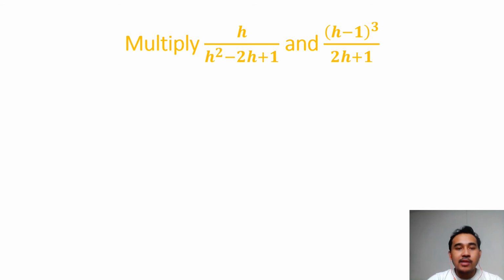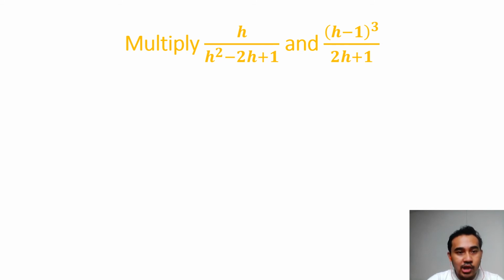Okay, let's have this one. Multiply h over h squared minus 2h plus 1 and the cube of h minus 1 over 2h plus 1. Now, in this case, factoring would be a skill that is needed. So let me get my pen and answer this one.